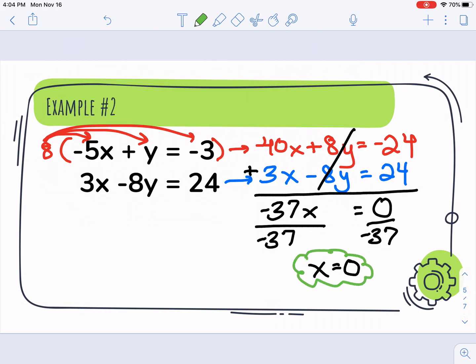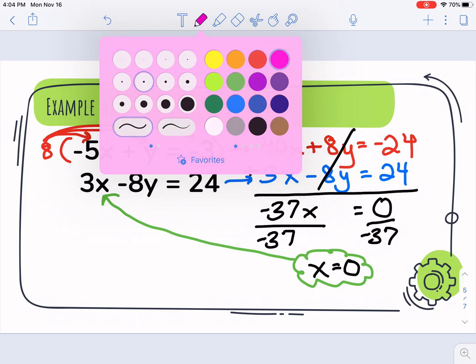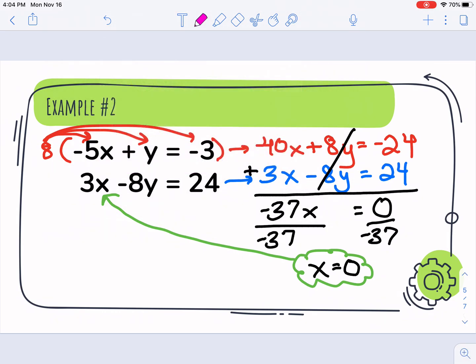You can go ahead and plug this into either equation. The whole point is to eliminate one variable so you can only solve for one at a time. So I have 3 times something minus 8y equals 24. That something that I'm going to be plugging in for x, we know, is 0. So if you continue to solve, 3 times 0 is 0. So we have negative 8y equals 24.